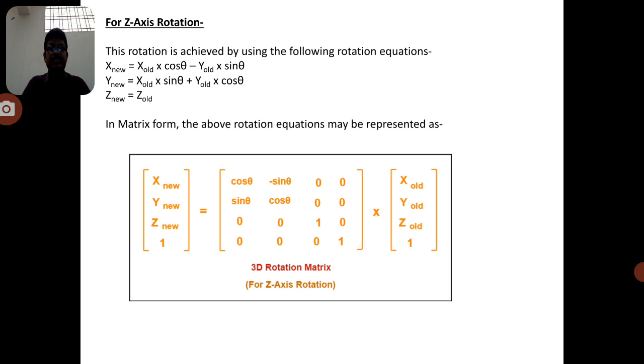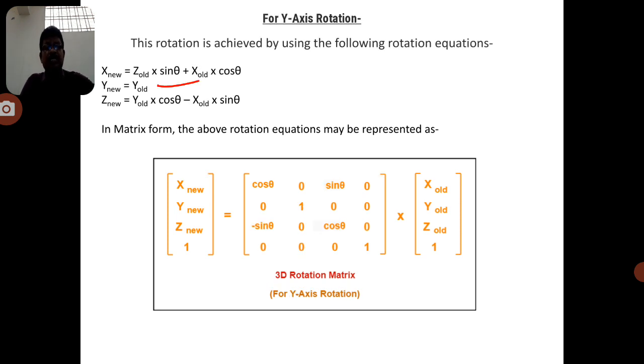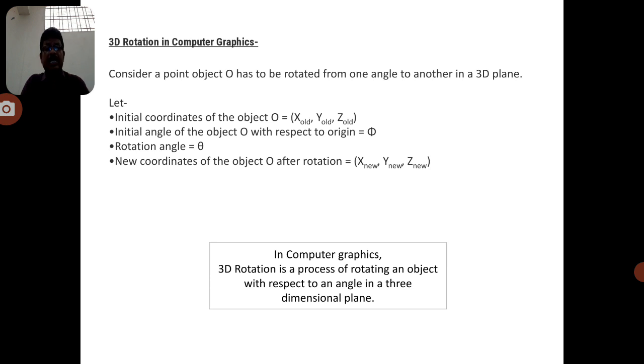For finding the z-axis rotation, there is no impact on the z-axis, but the impact goes to the x-axis and the y-axis. Here z new equals z old value. It doesn't change, because we are on the z-axis rotation. Similarly we can find x new and y new from the previous equations, and finally we can write the homogeneous matrix.